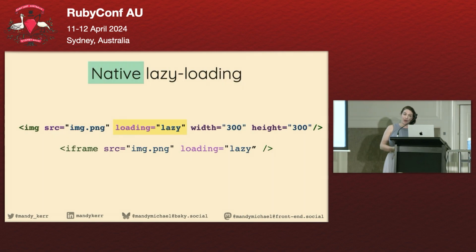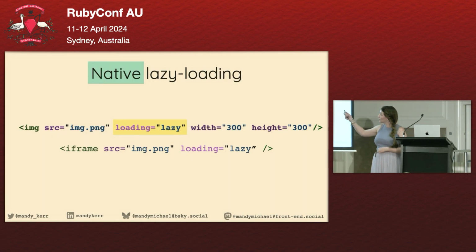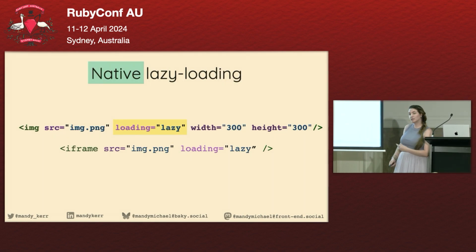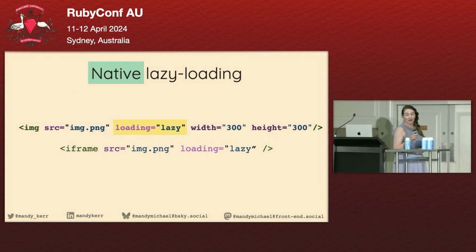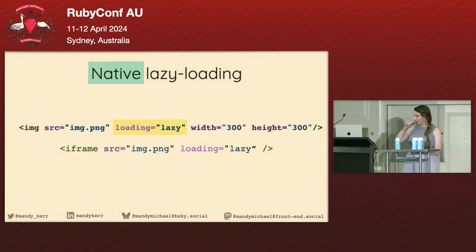Previously, we would have handled this by using the intersection observer or event handlers like scroll and resize, but we don't need to do that. We can just use the loading attribute with a value of lazy, and it'll do all the work for you. This is valid on images and iframes. Iframes very handy for this. Only being supported for a little while on iframes in all the browsers.